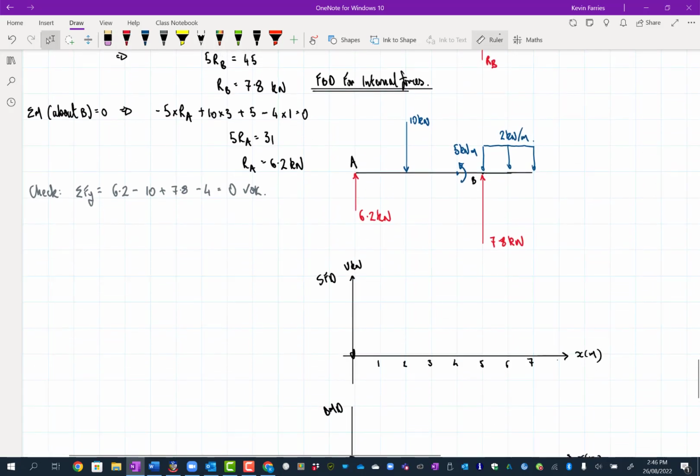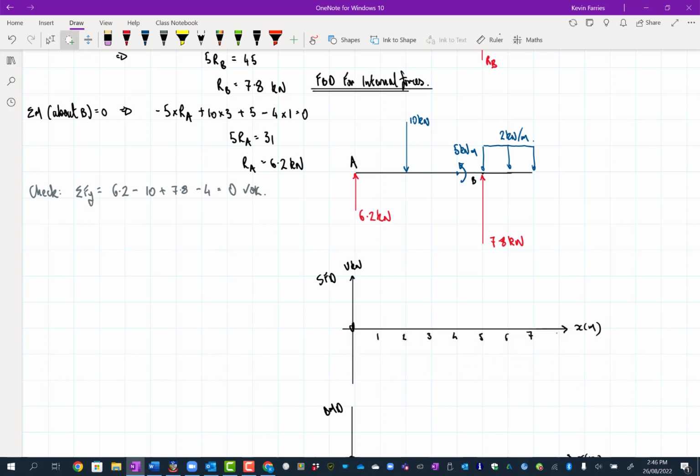Okay, so draw the shear force diagram. I need to move this a little bit. I'm just looking at where I need to put my axes. It's going to go up, so I'll just do 10. So 10 kilonewtons. This is my shear force diagram.